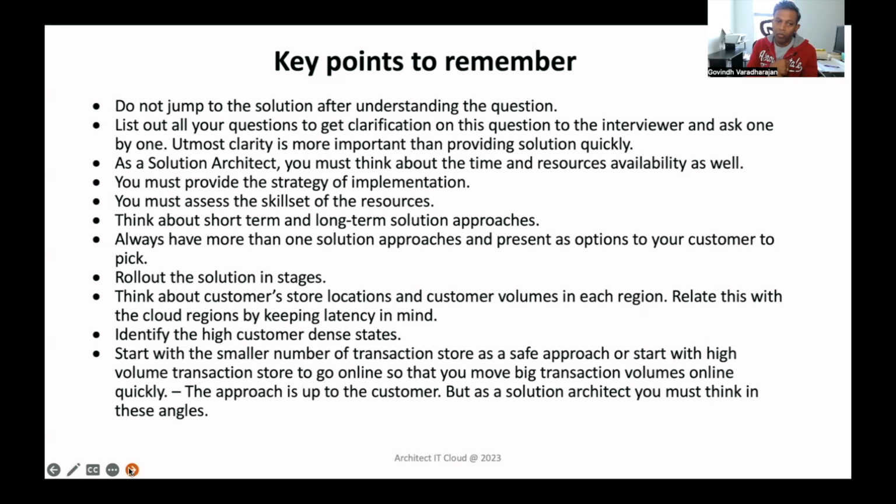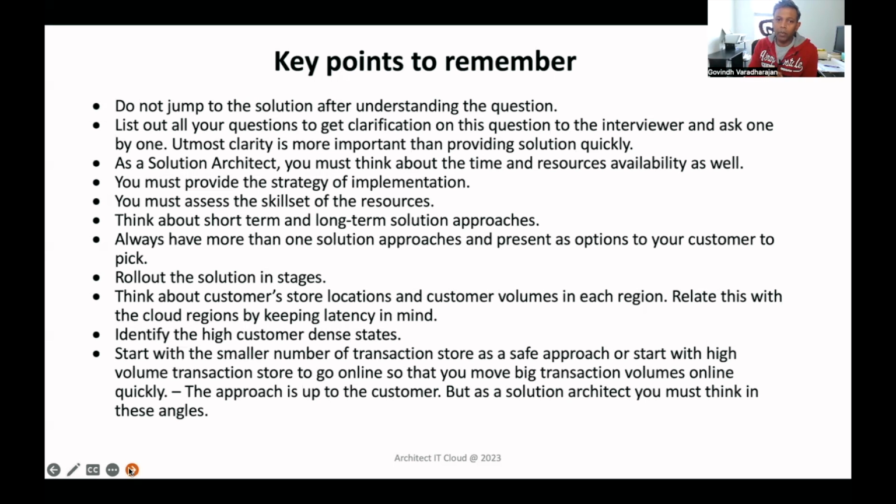And while rolling out the solution, you might not roll out everything in one shot. So there are stages you need to follow so that there will not be any issue in implementing the solution for the customer. So you must explain the rollout details to the customer or the interviewer who is asking the question.